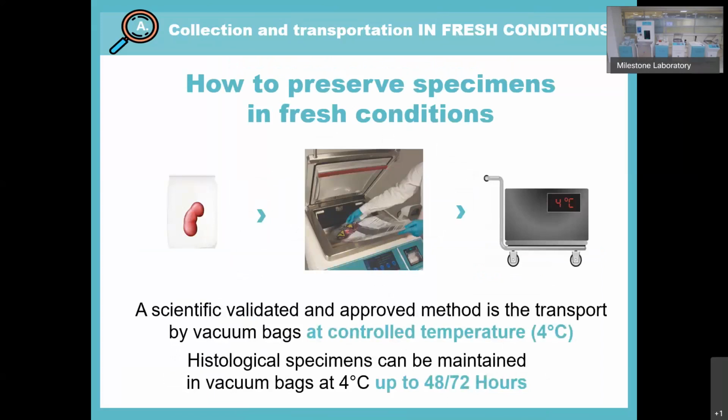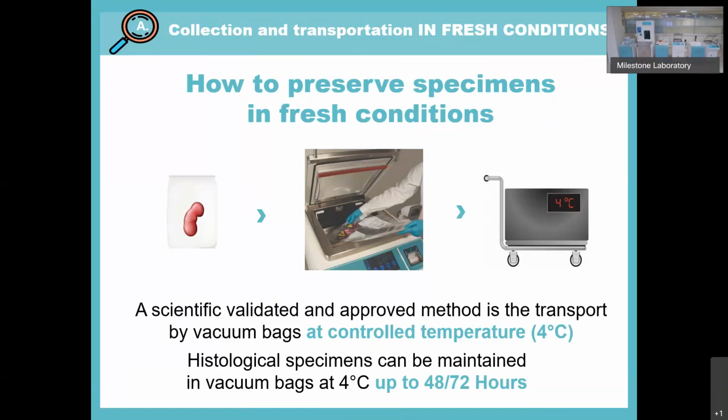So in case of collection and transportation in fresh condition, a scientifically validated and approved method is the utilization of vacuum bags at controlled temperature. By controlled temperature, I mean 4 degrees Celsius, so not below zero, the freezing point. With this condition, histological specimens can be maintained up to 48 or 72 hours. The difference of 48 or 72 hours depends on the type of tissue.